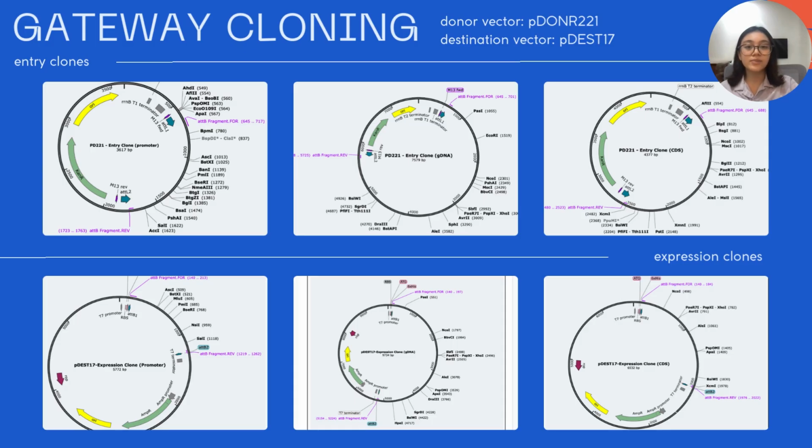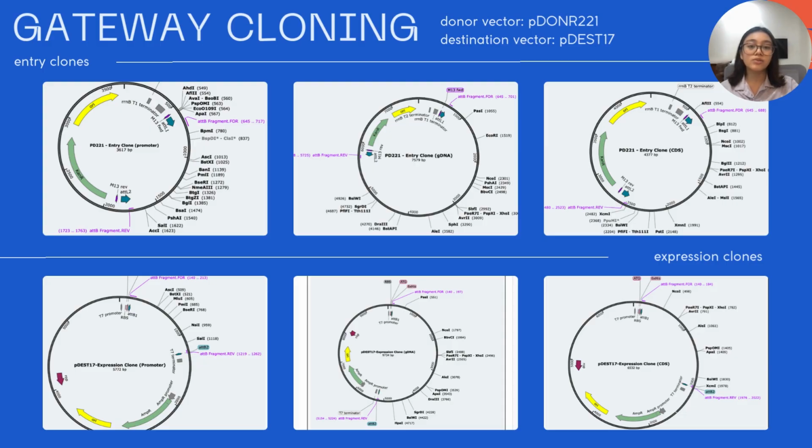Gateway cloning is a site-specific recombination system that transfers the DNA fragments between the plasmid vectors using att sites, and it uses a BP and LR reaction. In this experiment, we used the promoter, gDNA, and CDS sequences. They were amplified using the attB primers to recombine with the attP sites of the donor vector using the BP reaction to create the entry clones.